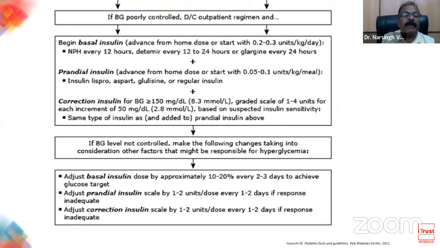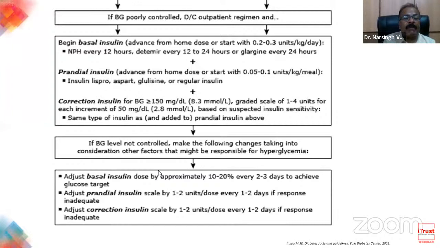Here you see if blood glucose is poorly controlled, then begin basal insulin. The control is not good, begin basal insulin, advance from the home dose, or start with 0.2 to 0.3 unit per kg per day. This is the dose where we can start. Suppose the patient is 50 kg, then you can start with 10 units. And similarly, it can be started with 15 units.